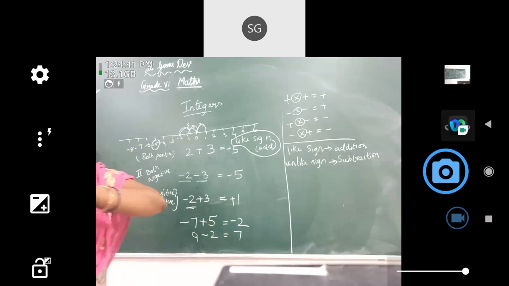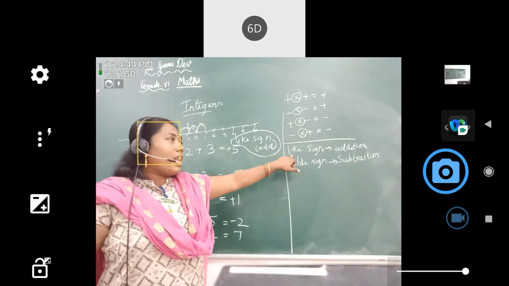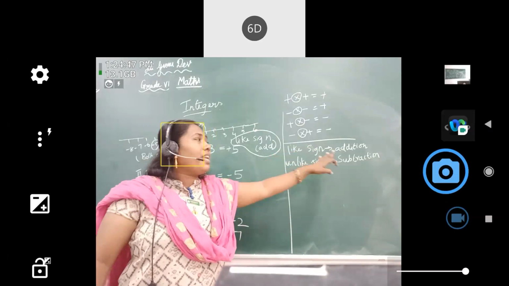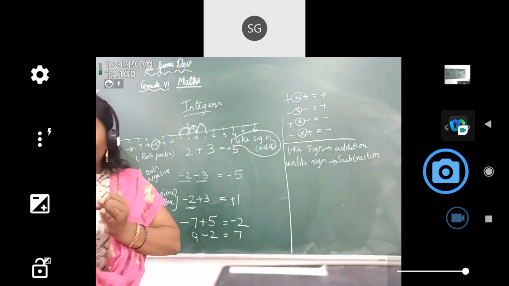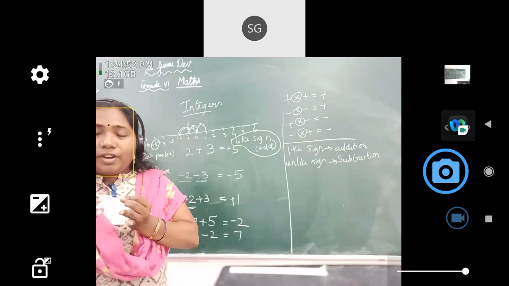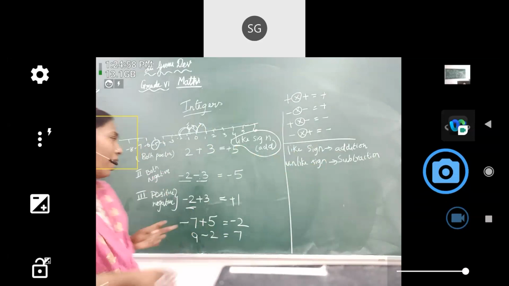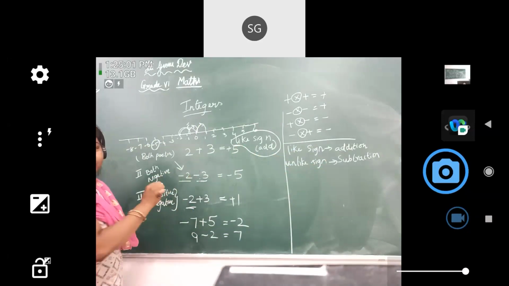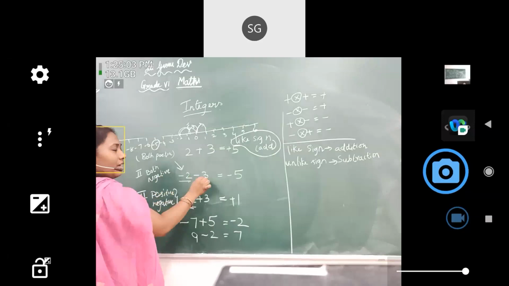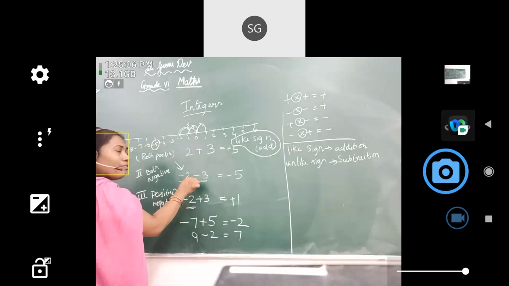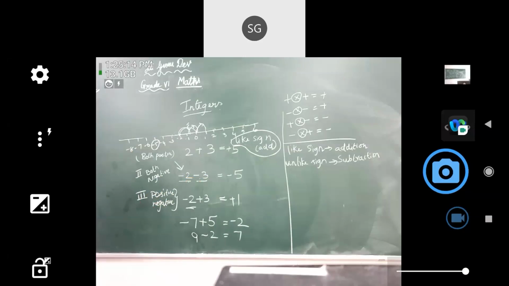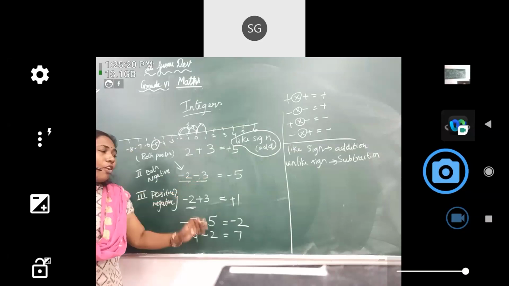Yeah, one minute. Two main things that you have to remember: if it is like sign, it is addition. If it is unlike sign, it is subtraction. And another thing you have to remember is, if it is both positive and negative, whichever number is bigger, that sign will come. That concept you can apply here. See here, which is the bigger number? 3 is the bigger number. What is the sign of the bigger number? Minus. So it is minus 5. Whichever is more, that sign is going to come, either like sign or unlike sign.